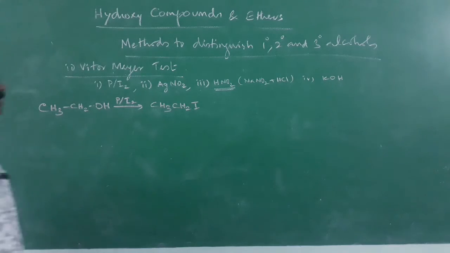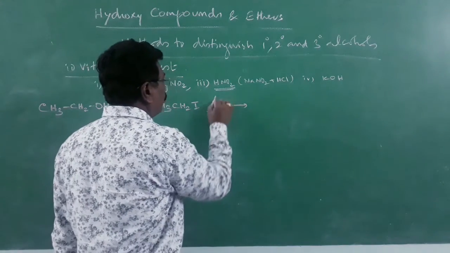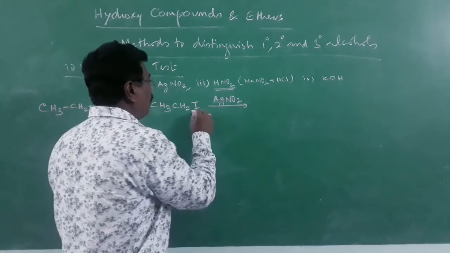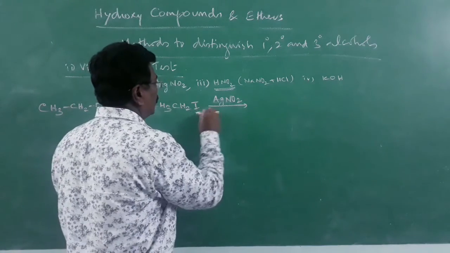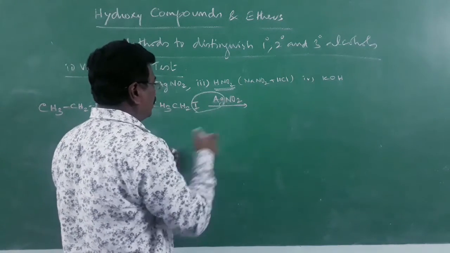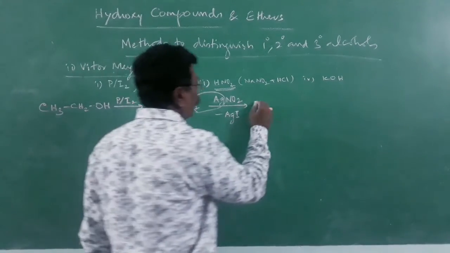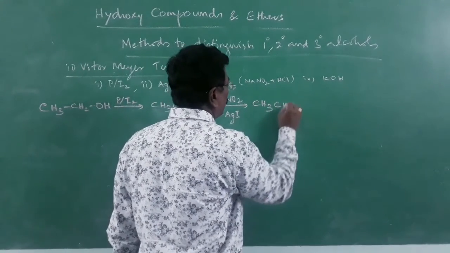Iodoethane. When iodoethane is made to react with silver nitrite, AgNO2, silver iodide will go off, minus AgI. The iodine is replaced by the nitro group, giving CH3CH2NO2.